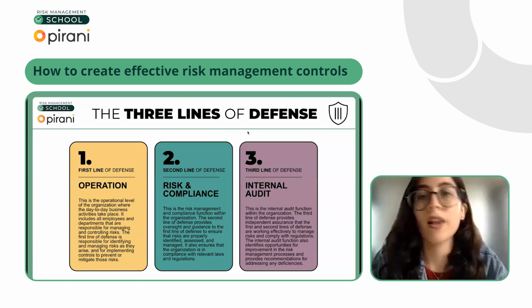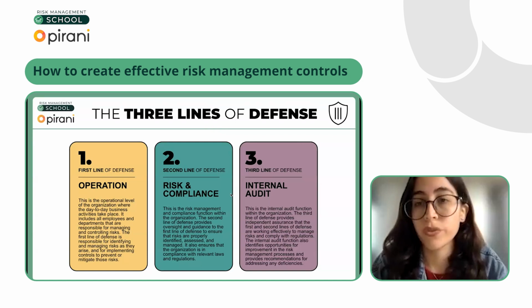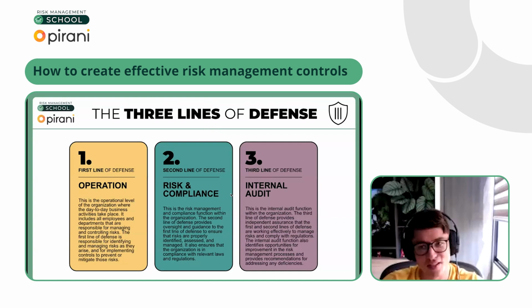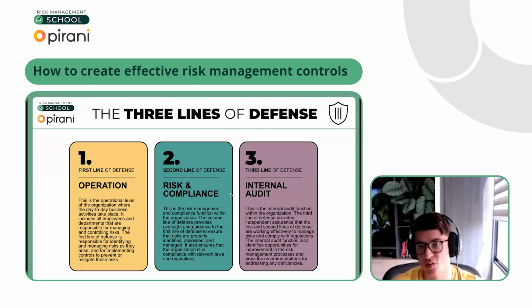Okay, Alejandro, Alberto asked us about the role of risk management as a second line of defense in the measuring of controls. Well, as I told you, let's read this definition. The risk management and compliance function within the organization, the second line of defense, provides oversight and guidance to the first line of defense to ensure that risks are properly identified, assessed, and managed. It also ensures that the organization is in compliance with relevant laws and regulations.